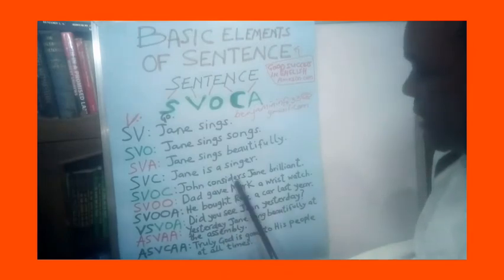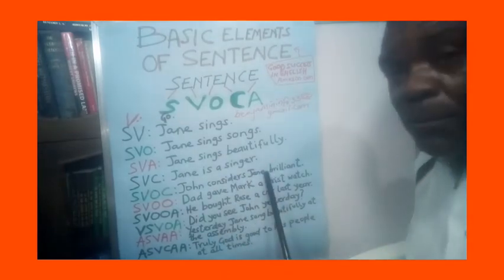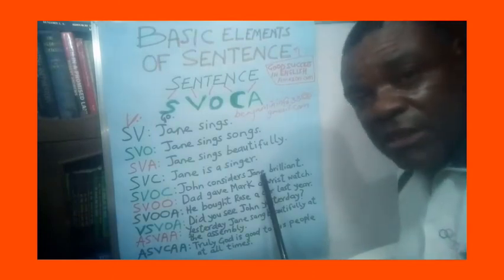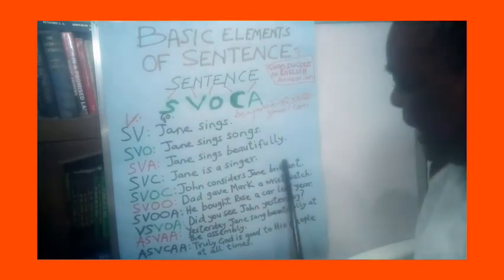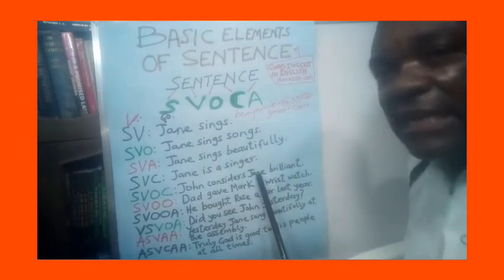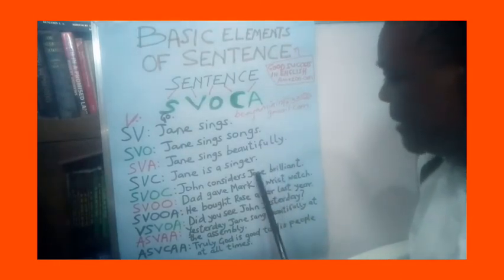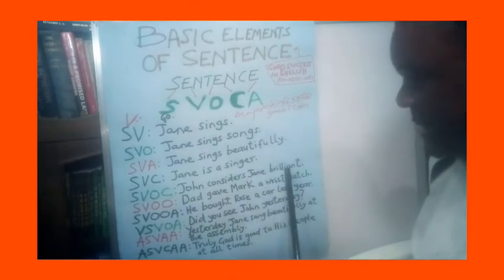So John considers Jane, and then we pause. Somebody will ask, considers Jane what? And when we say brilliant, we are saying what Jane is considered to be. So brilliant is the object complement in this sentence.